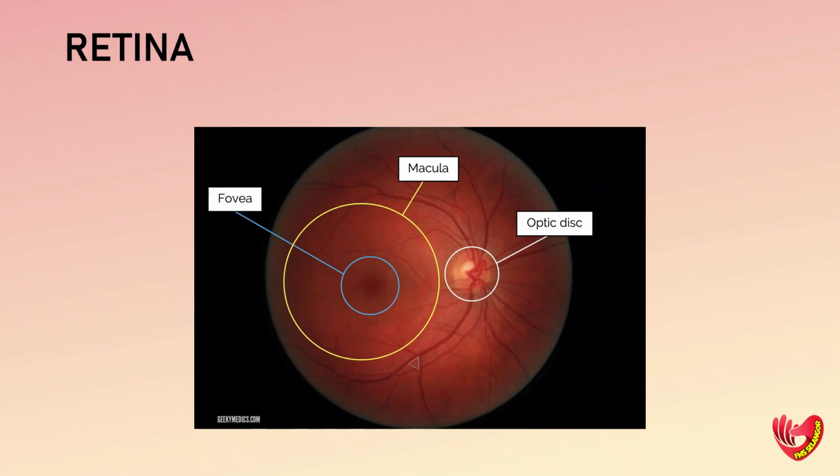This is a picture of the retina that we normally visualize through a fundus camera or ophthalmoscope. It is important for every one of us to identify the normal structures of the retina, namely the optic disc, macula, and fovea, in order to identify abnormalities associated with it.